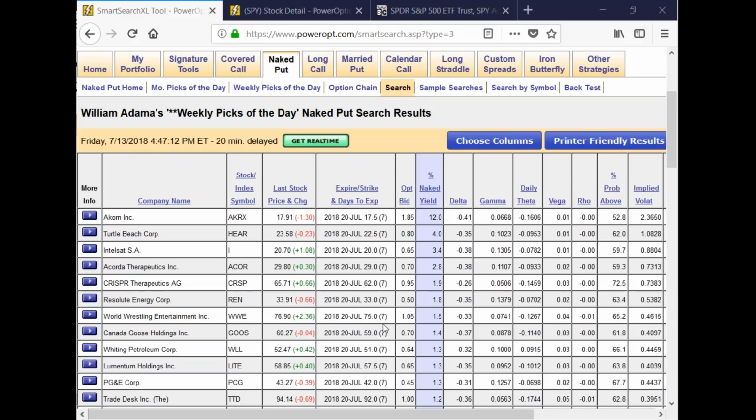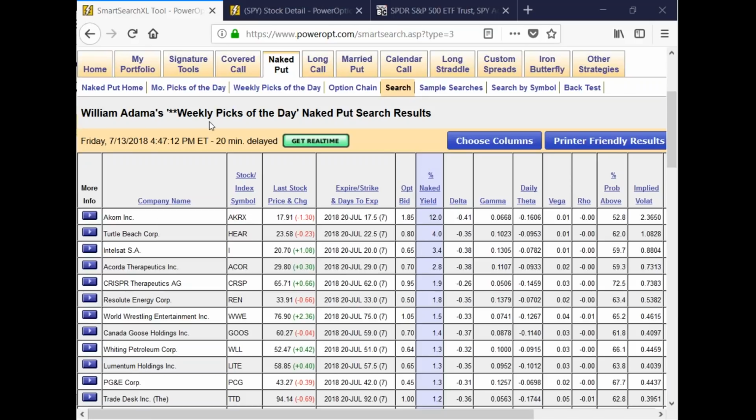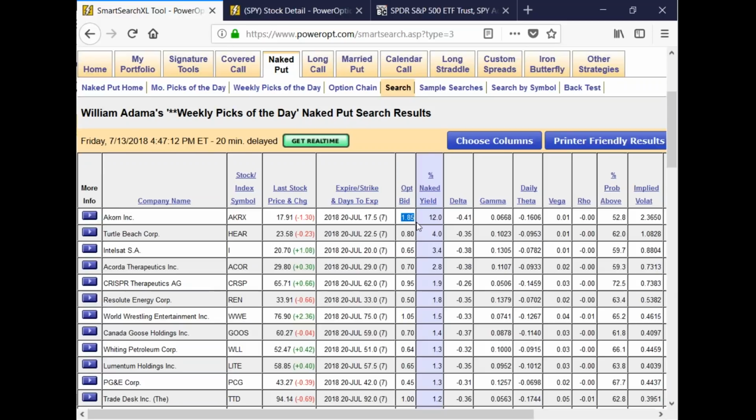Back to square one. Customer calls in and says, I don't like your weekly naked put picks of the day anymore because they're only half a strike out of the money. They're too close to the stock price. 17.91, 17.5 strike here for Acorn. Turtle Beach 23.58, it's at 22.5. Intellisat 20.70, 20.